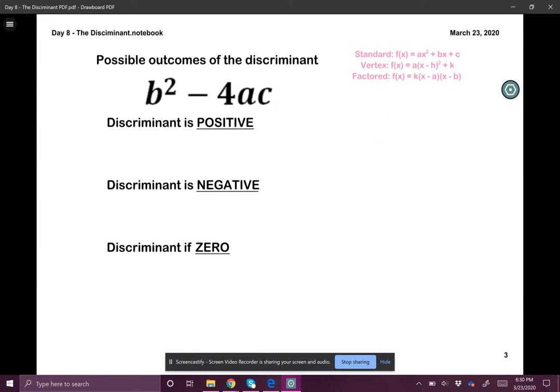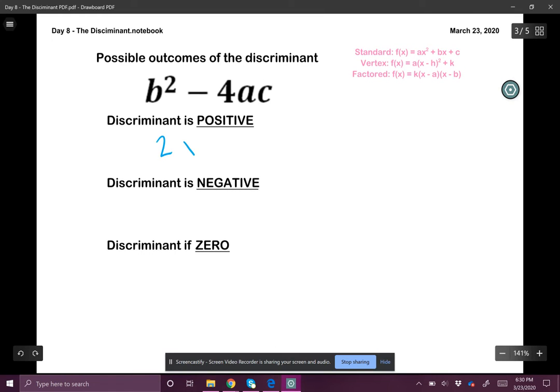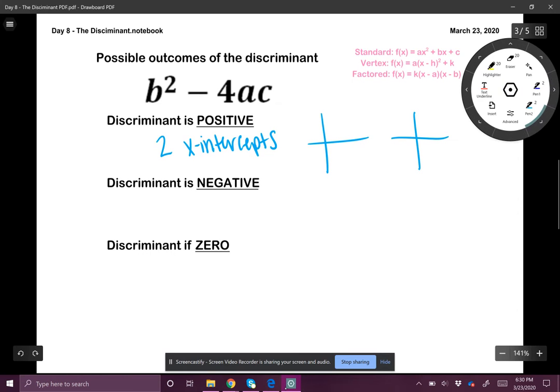So again, the discriminant is b squared minus 4ac. If the discriminant is a positive number, no matter what it is, then the function has 2 x-intercepts, 2 of them. So that picture could look like a few different things. If we draw 2 graphs, we could have a parabola facing downwards with 2 x-intercepts, or we could have a parabola facing upwards with 2 x-intercepts. And of course, there's variations of the two.